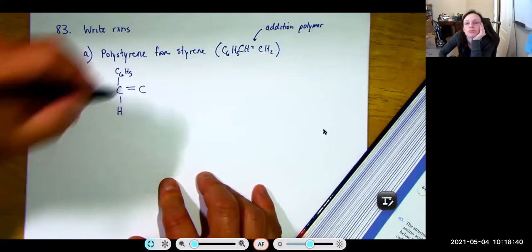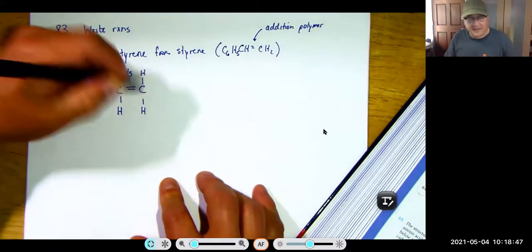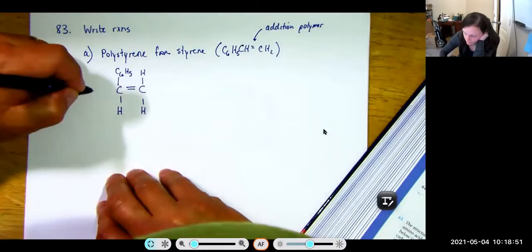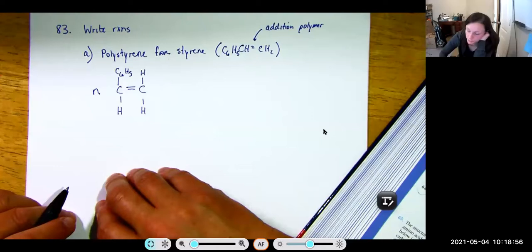H2. H and H. Okay, so you see how I'm writing them separately like that. That's what you want to do. Okay. And you're going to put N here. What does that N mean? However many of those. However many you have.